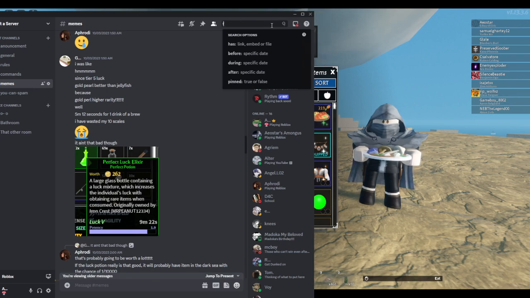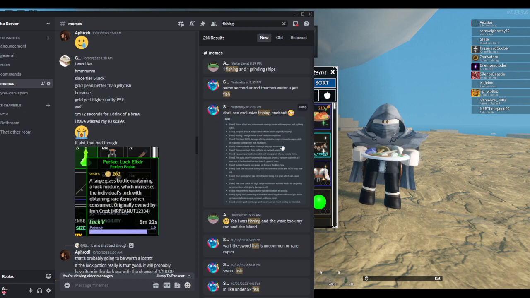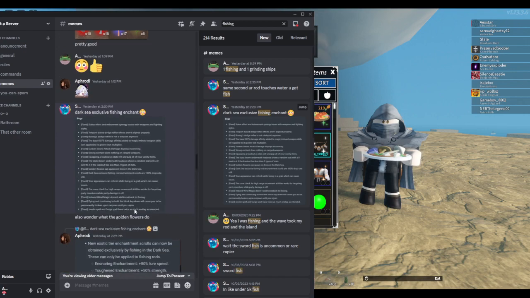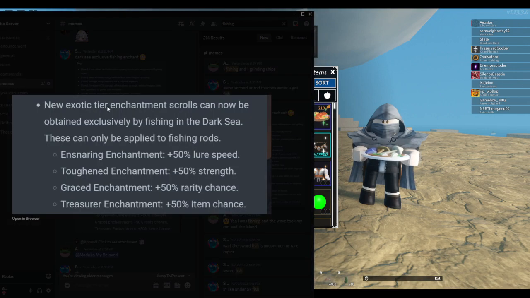What was the fishing? Shex was talking about fishing enchantment, right? Let's just go over here. Where did they post this? A new exotic tier enchantment scroll can now be obtained exclusively by fishing in the Dark Sea. Amazing. Wait, fishing in the Dark Sea? But our boats are going to die anyway, right?